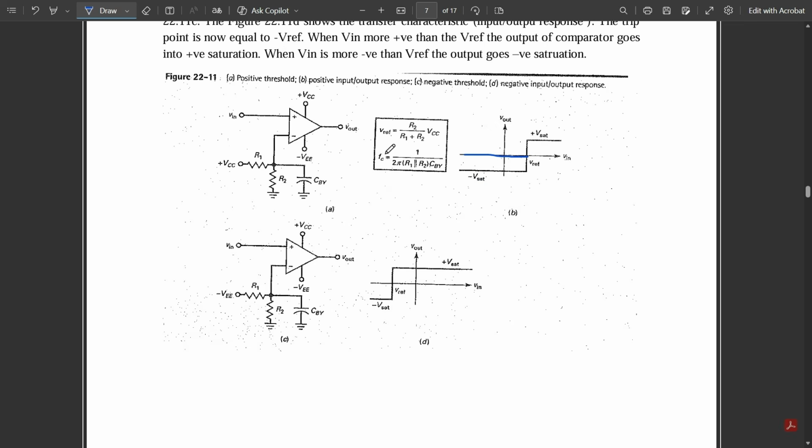Whereas for the negative threshold, reference voltage and fc remain the same, but the only change is that instead of plus VCC, we are using minus VEE. Okay, so the reference for this would be minus VEE R2 divided by R1 plus R2. Okay, and the rest of the connections remain the same, and the terminals are also changed here. Okay, for a non-inverting terminal, it is given input, and for the inverting terminal, the connections are made, and we would be getting this reference here.